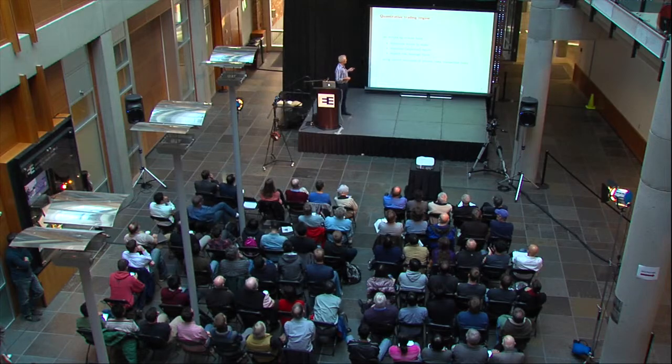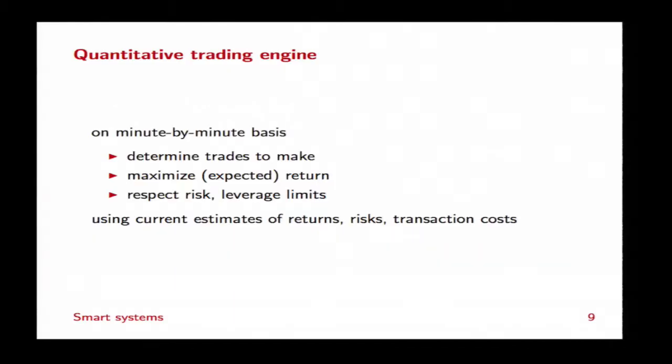Okay, so our next example is a quantitative trading engine, so like a hedge fund. And so the idea is something like this. On a minute-by-minute basis, by the way, that could be second by second or day by day. I mean, that's just arbitrary. What you do is you determine the trades to make. And of course, what you want to do is you want to maximize the expected return. You can't possibly maximize the return if you know the return. Well, you don't. Let's just leave it that way. Now, some people get close to it, but you don't.